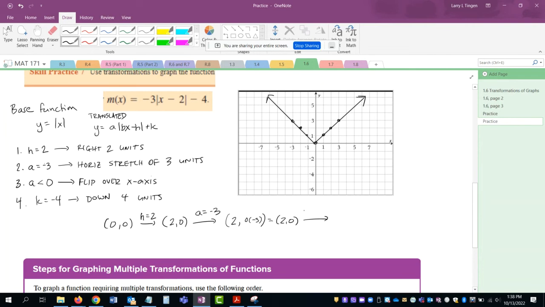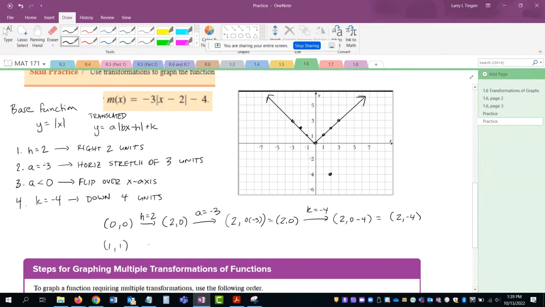And then A is negative 3, so that was handled all in 1 step there. So the last thing is K is -4. That means go down 4 units. I'm currently at 2, 0. To go down 4 units, I need to do -4 on the outside, which means my origin now resides at the point 2, -4. So now I'm here.